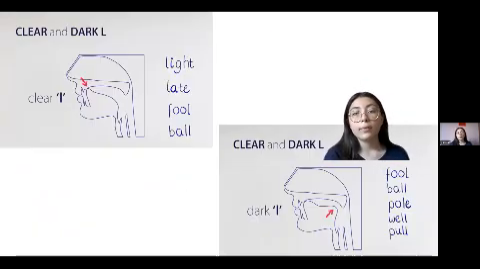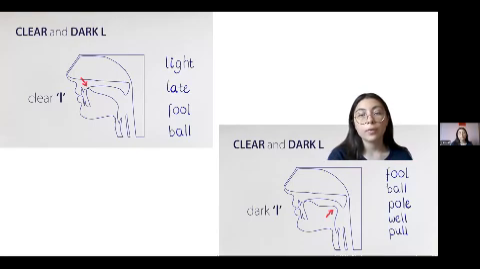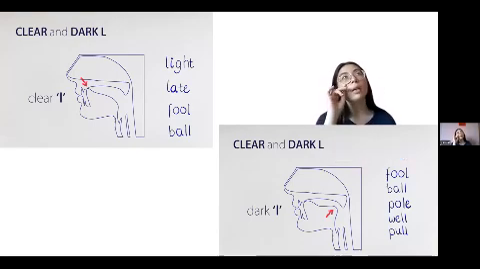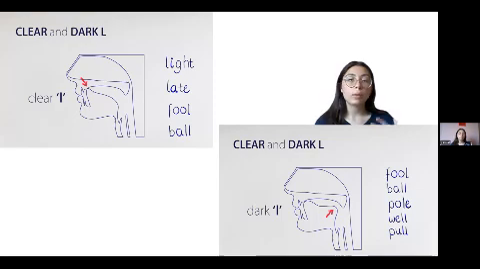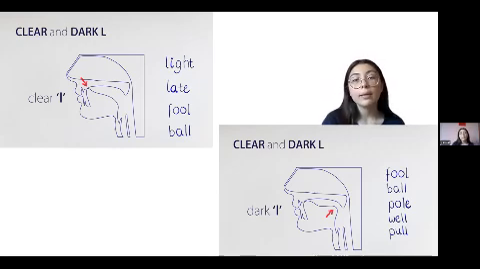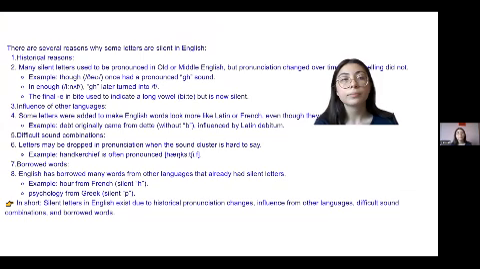And now we're going to talk about dark and clear L. First of all, clear L. Clear L is something like when we're pronouncing L, it's coming from the front of our mouth, not the back of our mouth. Like light, late, full, bowl. It's the front of our mouth, but dark L is something like fool. Okay, bowl, hole, well, pool. It's something like coming from the back of our throat. This is what we said, clear and dark L.